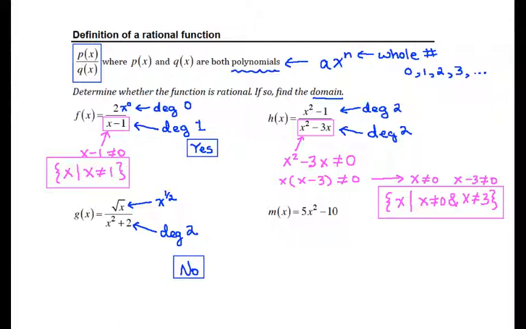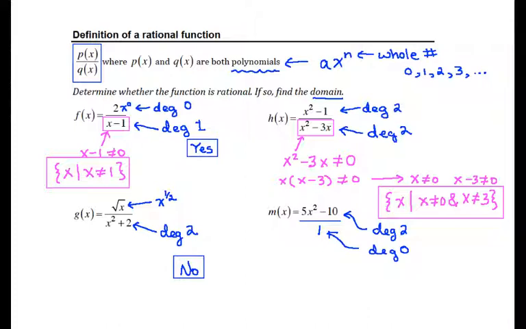Finally, I have just a polynomial. I can actually consider this a rational function by converting it to a ratio by putting it over 1, the same trick that we do with fractions. Now I can see that the numerator is a degree 2 polynomial, and the denominator is a degree 0 polynomial. So this is actually a rational function.